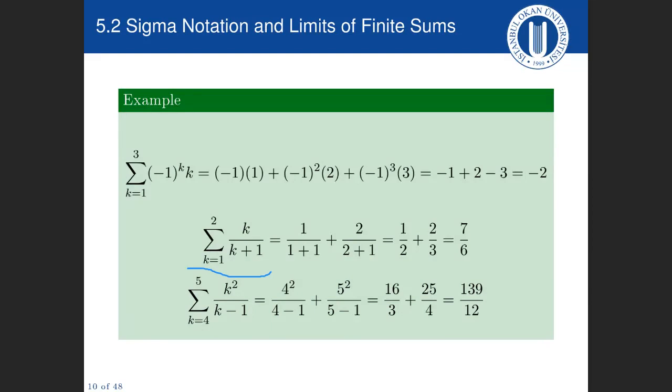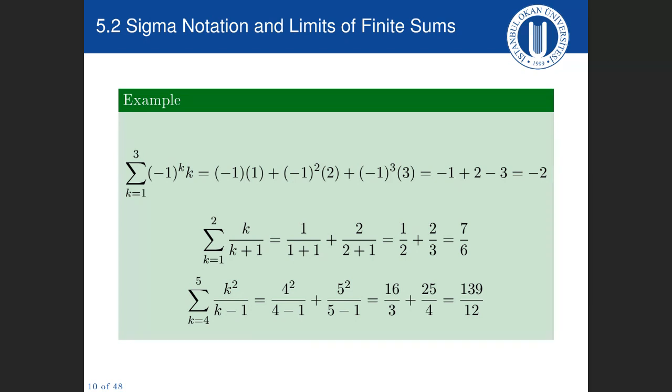Another example, the sum from k equals 1 to 2. So we're starting at 1 and we're finishing at 2. And the formula is k over k plus 1. So 1 over 1 plus 1 plus 2 over 2 plus 1. And that's 7 over 6.